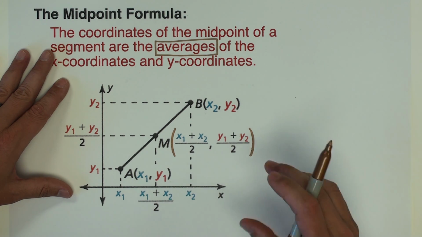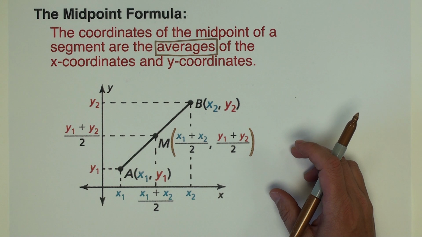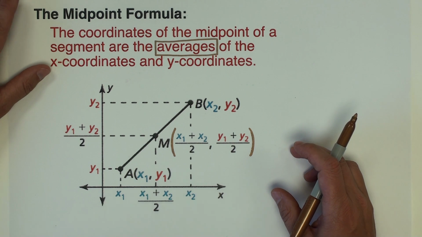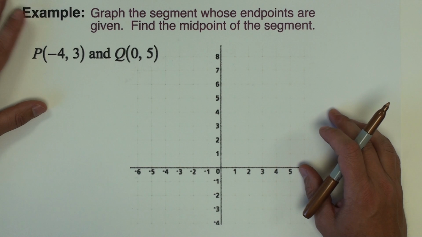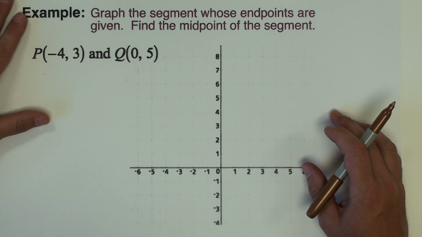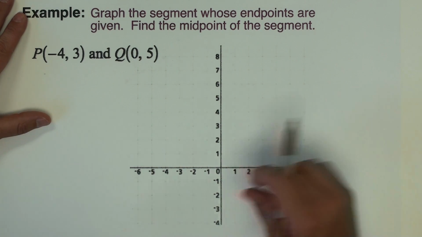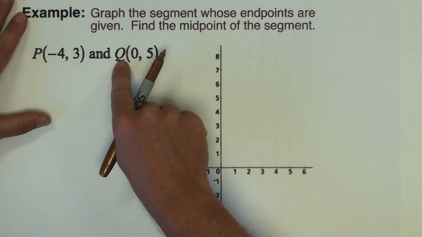Okay, so we're going to do a problem where we utilize that formula, and then I think I'm also going to show you a problem worked out just a little bit differently. So you have a couple different ways to do this. The example problem says to graph the segment whose endpoints are given, find the midpoint of that segment. So I've got these points P and Q.